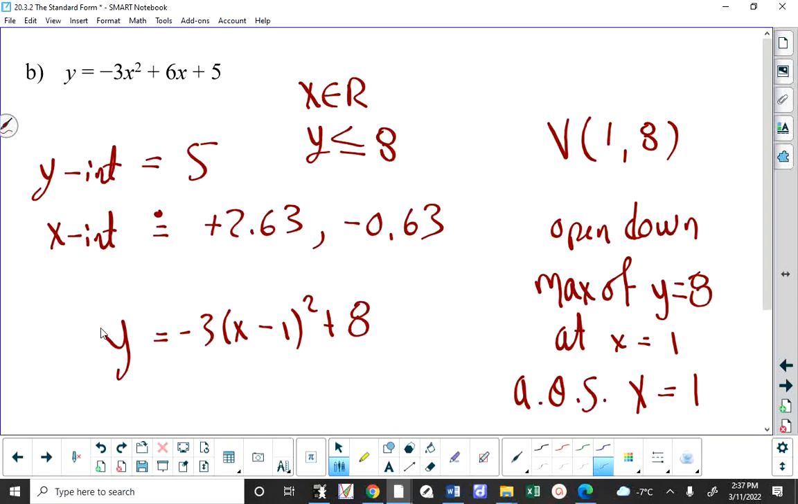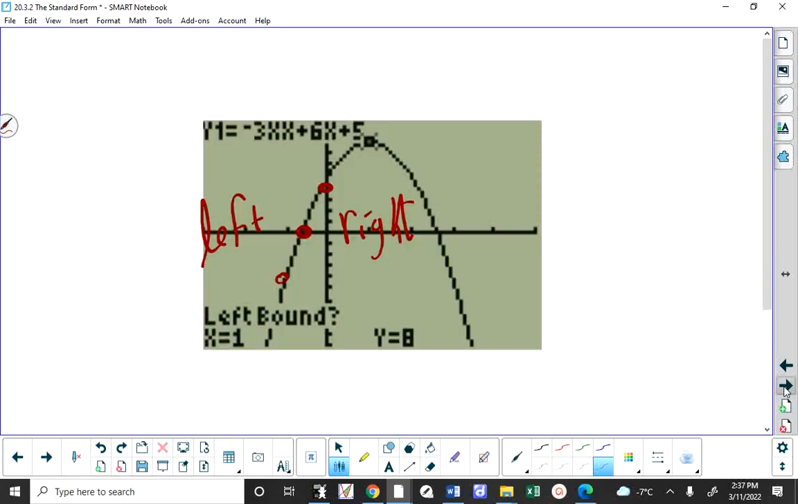Do I have everything? Domain, range, axis of symmetry, vertex, max, min. I think I got everything. Intercepts. All right, let's take a look at the next question.